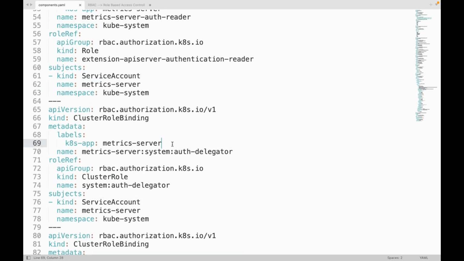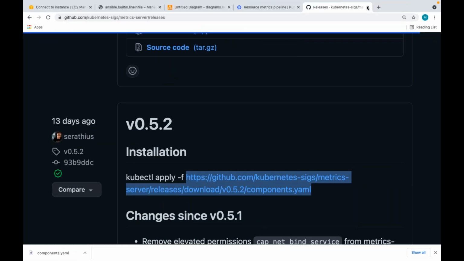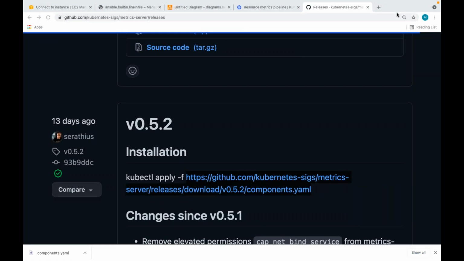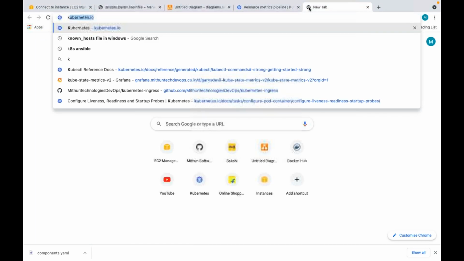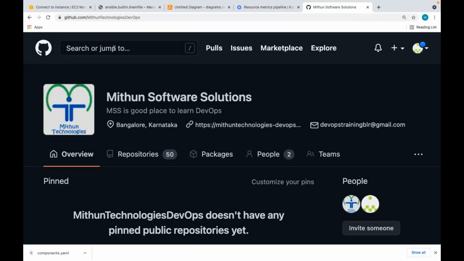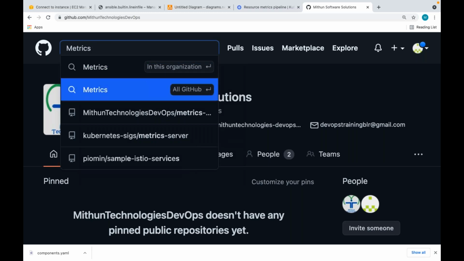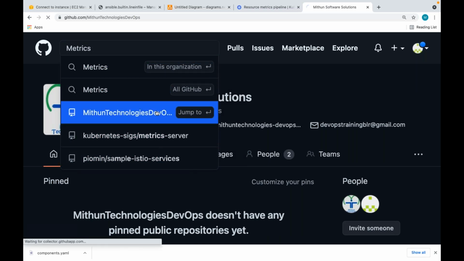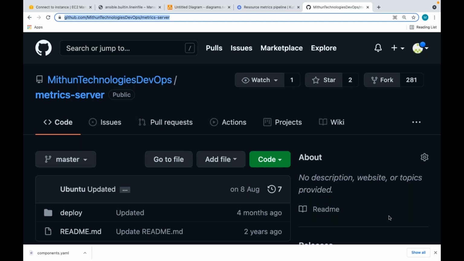So it will be created. Now, for better understanding of our students, I have one separate GitHub repository in our own GitHub, Mithun Technologies DevOps. Metrics server, this one, in our own GitHub repository.